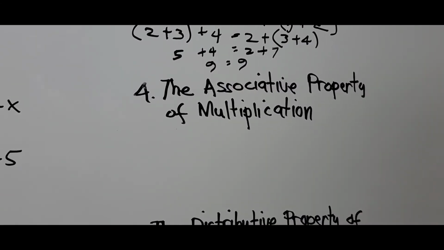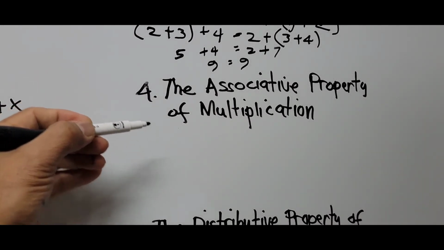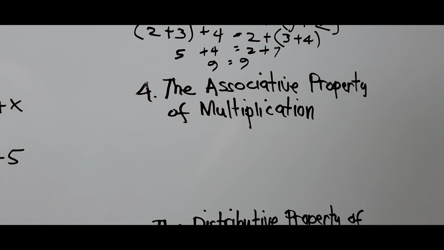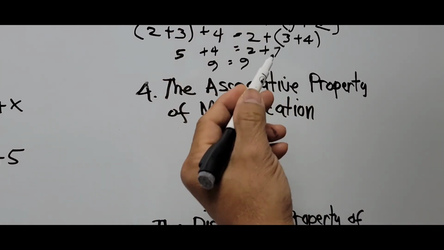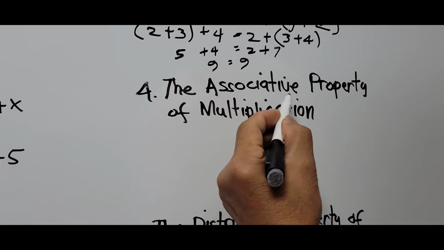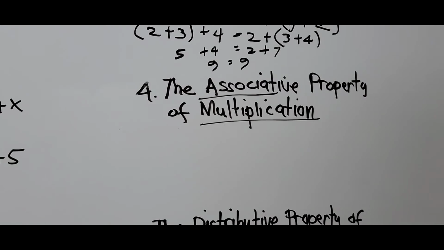Now let's go to property number 4. Properties of numbers. It says here the associative property of multiplication. How is that expressed or represented? In math talk, it's represented the same way as the associative property of addition. From the word associative, associate again, but this time it's multiplication. So how do we write it down?